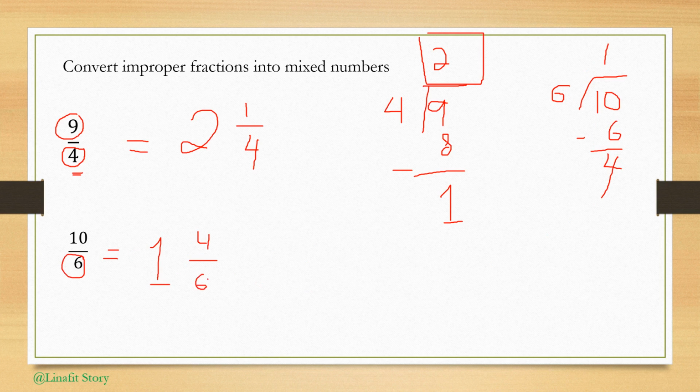And then don't forget, you have to simplify. Write the answer in its simplest form. Don't forget, you have to simplify the proper fractions only. So 4 out of 6 simplifies to 2 out of 3, or 2/3.